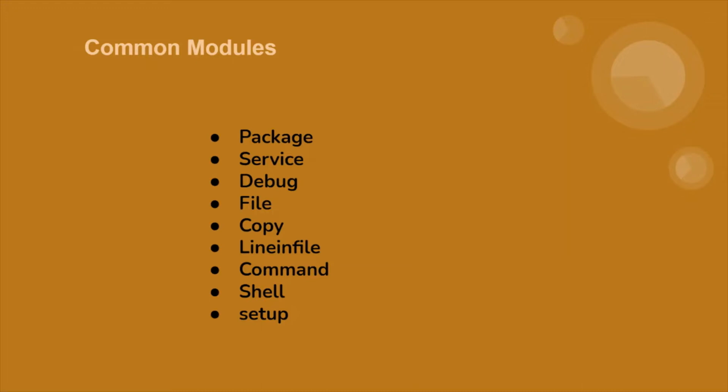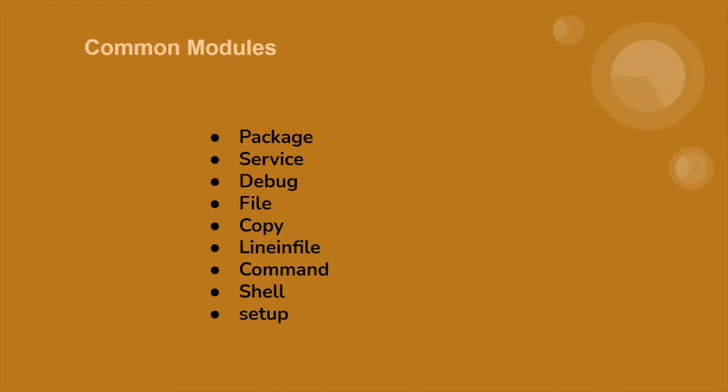The debug module we use to test anything, like let's say you want to debug some errors. We use the debug module to check what output we are getting. That we'll see when I do the practice, and then you will understand more. And the file module we use to create a file and set the permissions on the file, and create directories. All these things we can do with the file module.